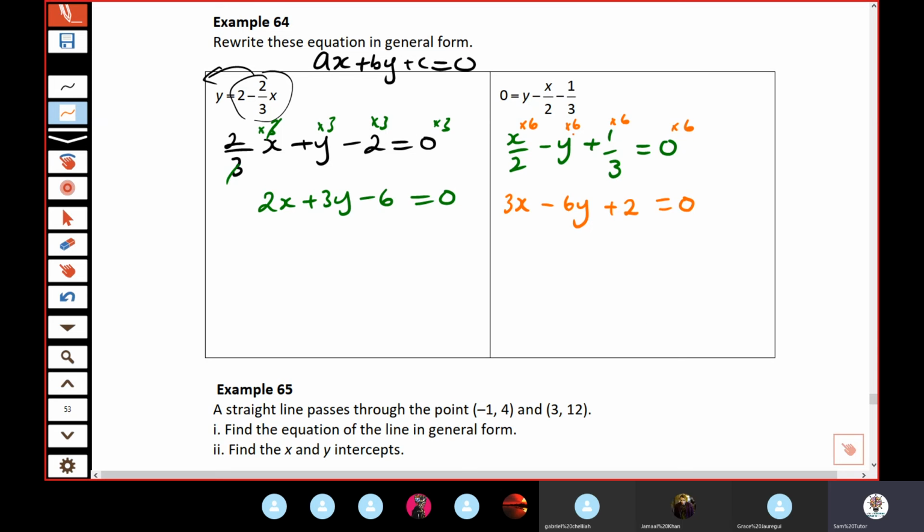Anyone confused about the way I just did equations there? Because I can show you a different way. No, that makes sense. 6 on 3 is 2. 6 on 2 is 3. And then 6. Okay, you're done. That's it. That's general form.